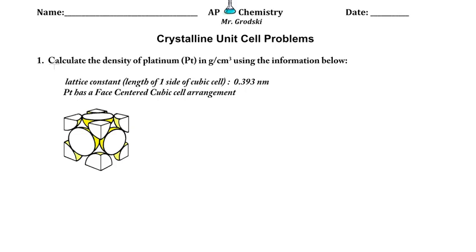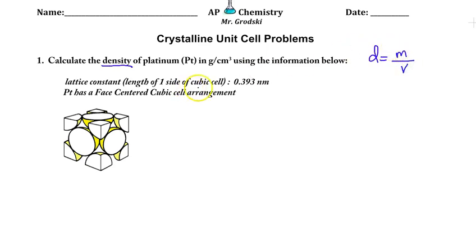So let's go over the homework, crystal and unit cell problems, and we're dealing with the simple cubic packing structures of the crystals of metals. What we're being asked to calculate is the density. Density is equal to mass over volume.